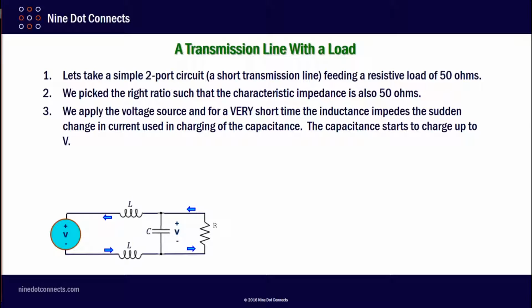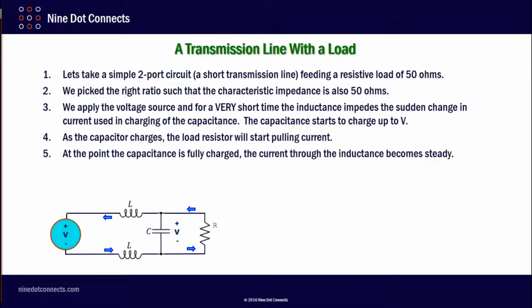Then we apply a voltage source, and for a very short time that inductance is going to impede the sudden change in current used in charging of the capacitance. The capacitance starts to charge up to V. As the capacitor charges, the load resistor will start pulling current. At the point the capacitance is fully charged, the current through the inductance becomes steady.